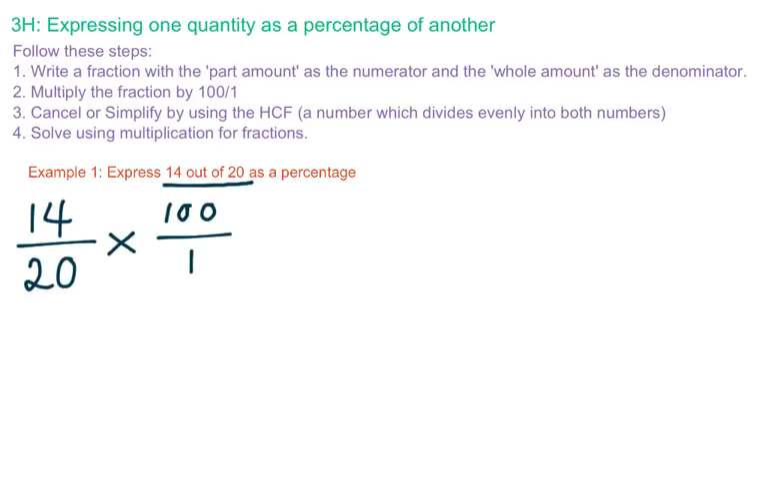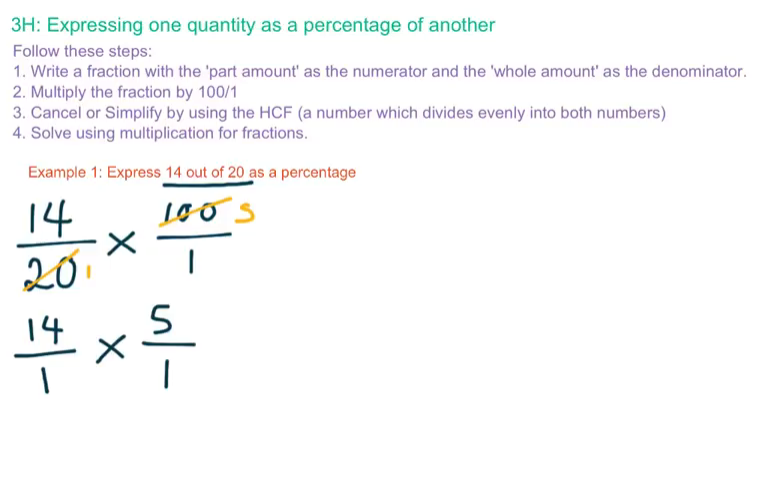Now I'm going to start by simplifying the 20 and the 100, okay? So we need to find a number which divides evenly into both of these numbers. And just by looking at it, I can tell that 20 goes into 20 once, and 20 goes into 100 5 times. From here, so we don't get confused, I like to rewrite the equation. So we now have 14 over 1 times 5 over 1.